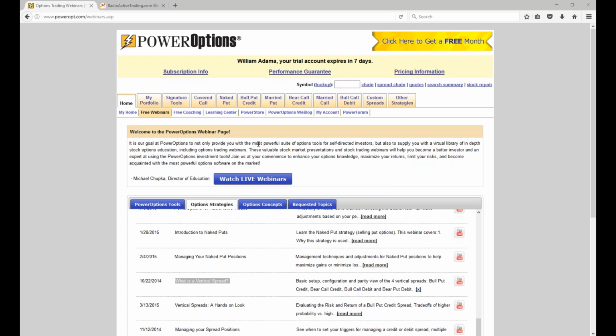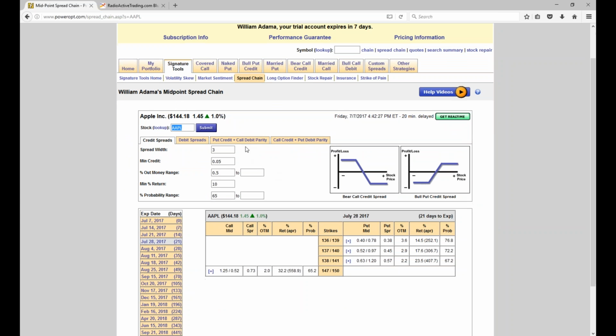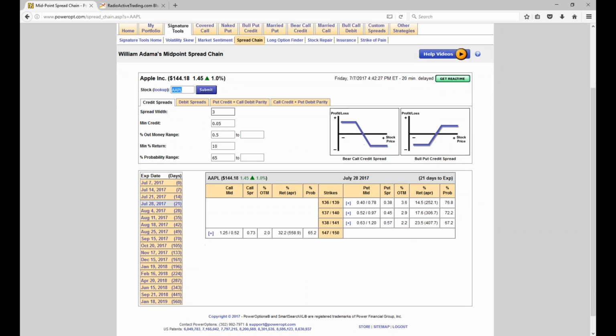First, I'm going to go to our spread chain tool. I'm going to stick with Apple real quick, okay? And let's stay with credit spreads. So I'm going to take a 2-point spread width. What this tool allows me to do is see midpoint pricing for bear call spreads on the left, bull put credit spread data on the right.